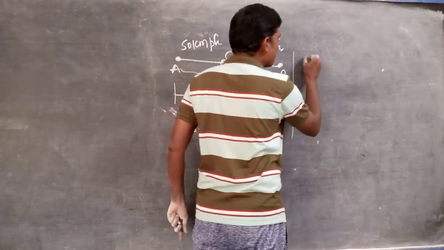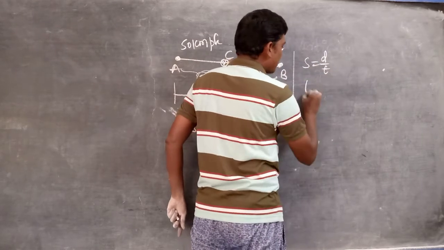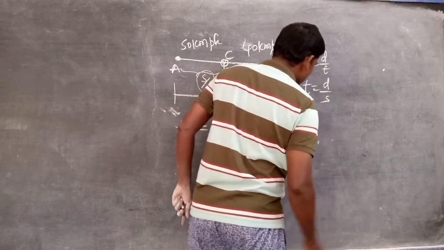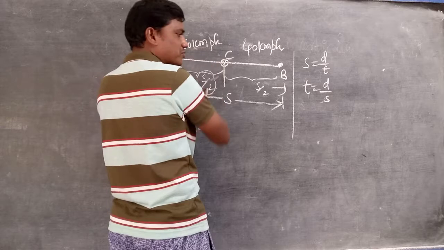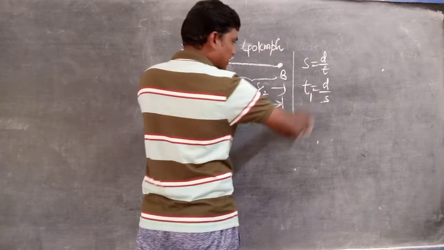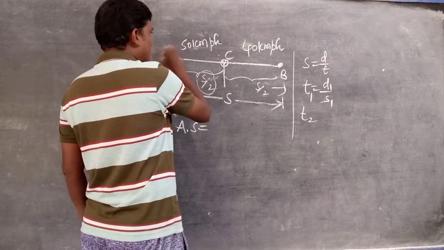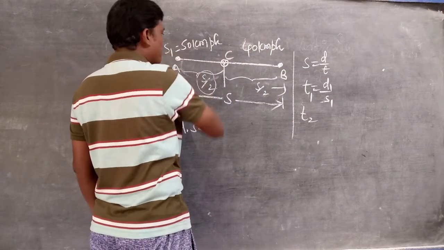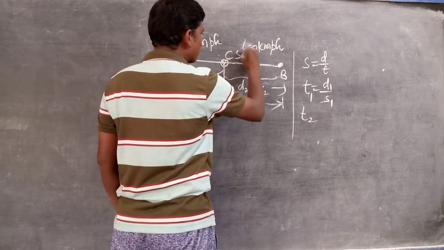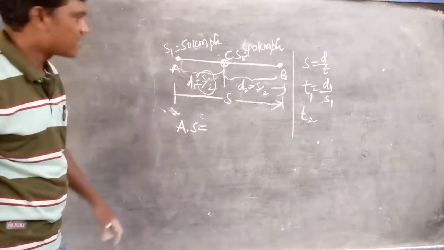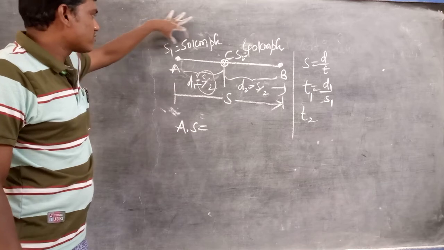To find the T value, speed is equal to distance by time, so time is equal to distance by speed. The distance value is S by 2 and the speed value is 50 for the first part, A to C. This is T1. Next for T2, D1 and S1: S1 means speed 1, D1 is distance 1, then distance 2 and speed 2. Understanding or not?